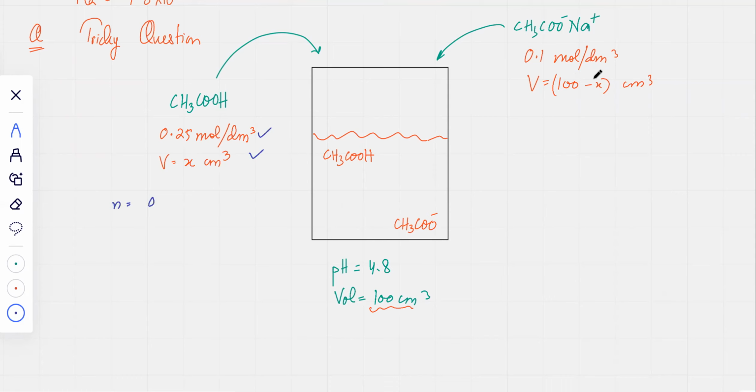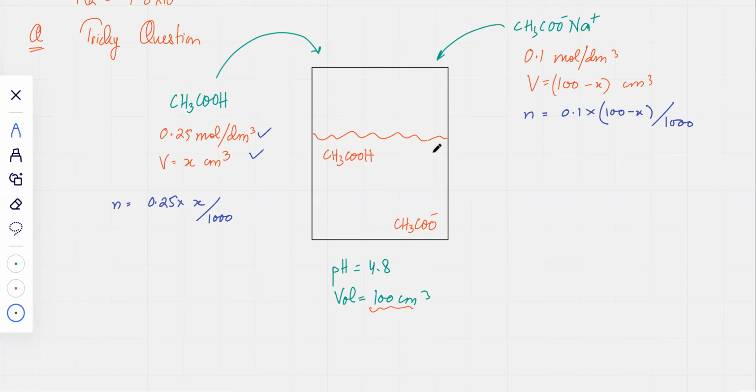Moles would be concentration times volume, so it's going to be 0.25 times X, and the whole thing gets divided by 1000. Over here, your moles would be concentration times volume, which is 100 minus x, and I'm going to divide the whole thing by 1000. Okay, is this clear? Yes, sir. So I found the moles, how many moles of this I'm adding in terms of x.